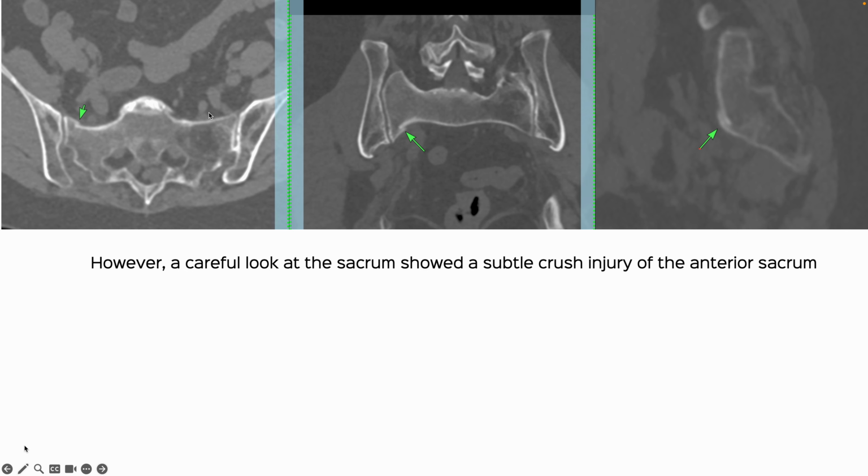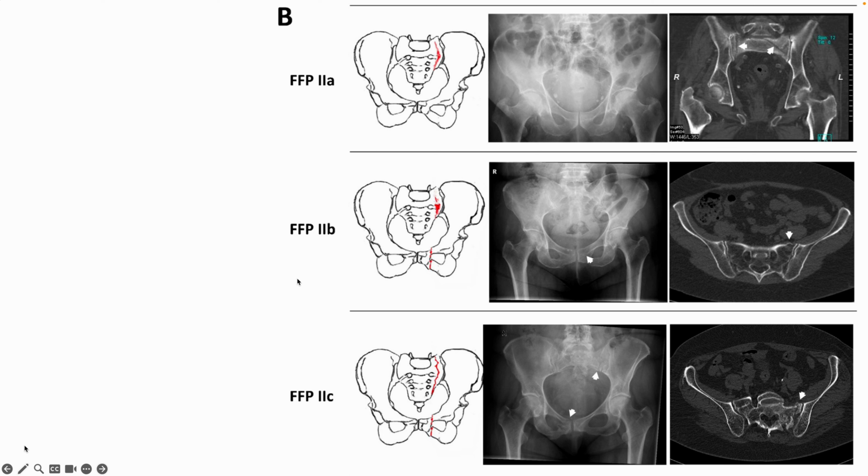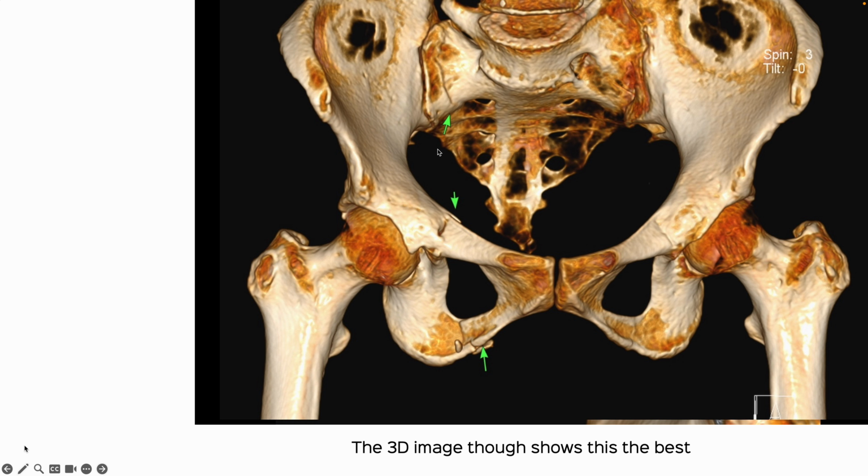But when I was scrolling through this, I also saw this sacral injury. It's a little bit of a crush, impaction injury, fracture, and that then makes it into a 2B injury. 3D CT actually shows that really well. You don't even have to break your head to do this. And in fact, the title initially was to talk about how 3D makes it easier to show this.